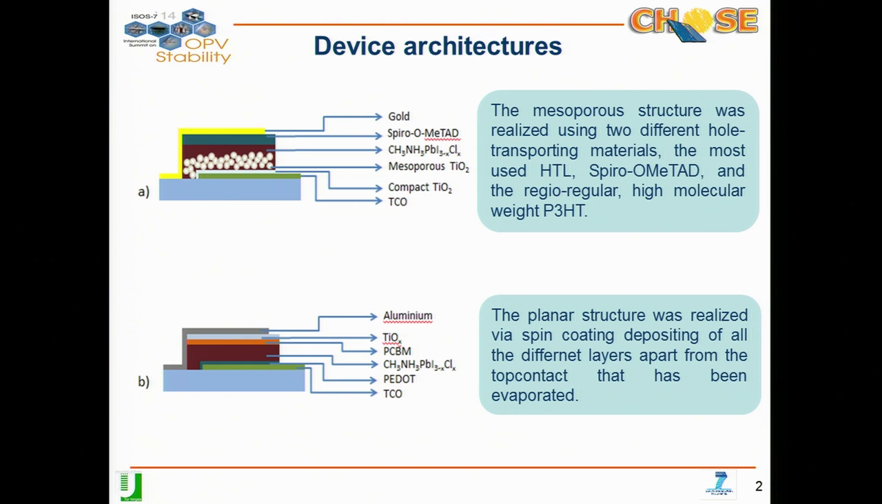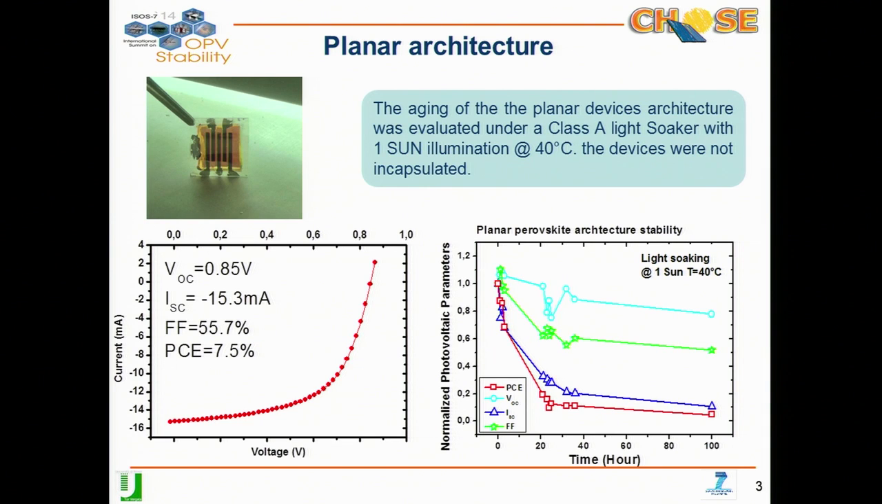And we are investigating these two architectures in terms of stability. In the case of the first, mesoporous architecture, we saw already how it is realized, while in the case of the planar structure, we have a very similar structure to what we have for OPV devices. So we use the ITO layer, then the PEDOT, the perovskite, the PCBM, the TOX on top, and then we cover it with aluminum. We did some stability tests on both architectures.